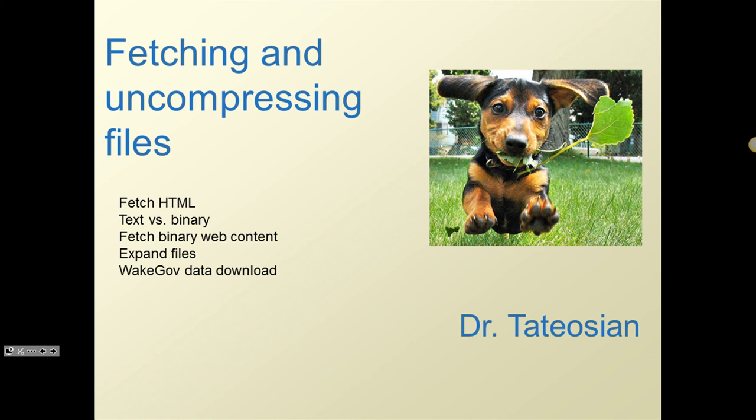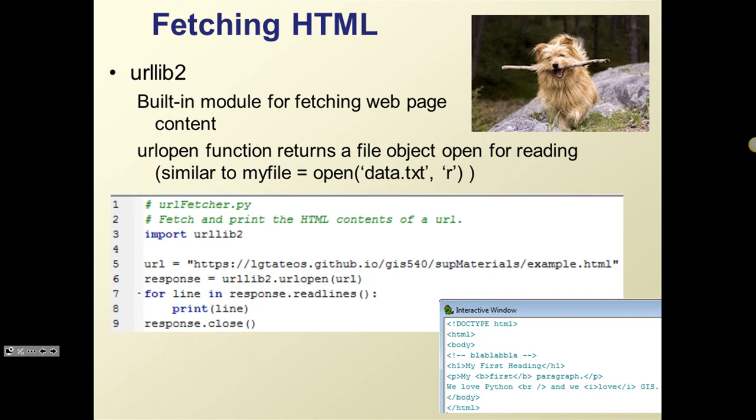Finally, we'll go over an example from the Wake County government data download page that combines a lot of these skills in a practical example. GIS data stored on the web may often be zipped into a compressed format. Compressed formats are binary instead of text formats, and you have to handle those a little bit differently from how you fetch HTML or other text formats. So we're going to go over that, but first let's briefly review how we fetch HTML with Python.